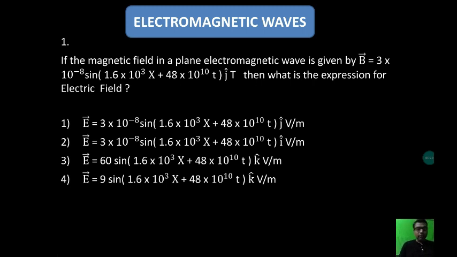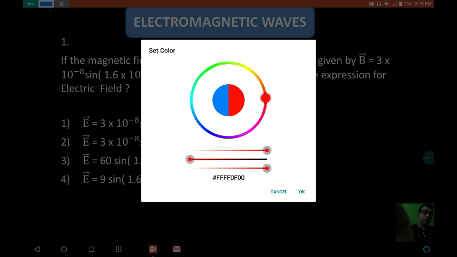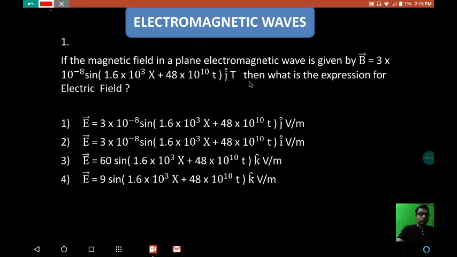You have to find the expression for the electric field, and we all know the relation between B and E. We know the easy relation of B and E with the velocity of light. Velocity of light c equals to the ratio of electric field to the magnetic field. From here the question becomes very easy.